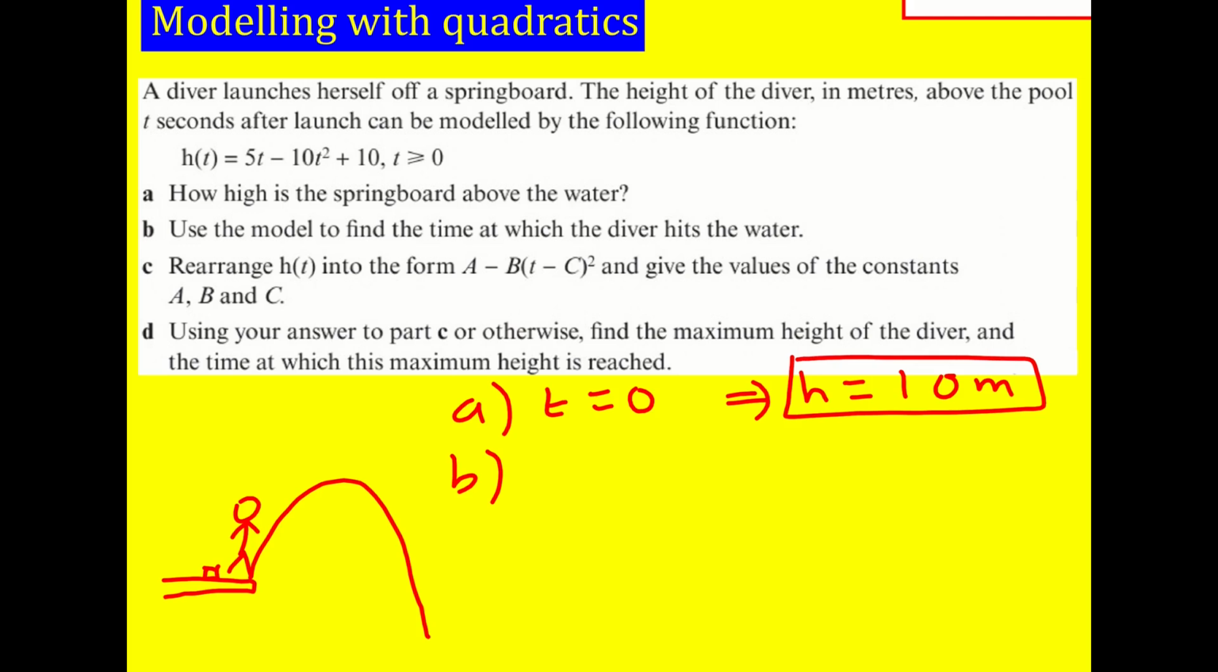Use the model to find the time at which the diver hits the water. This is going to be when h is equal to 0, because we're saying the height above the pool t seconds after the launch. So I've got a quadratic, and now I can set it equal to 0: 5t minus 10t squared plus 10 equals 0.